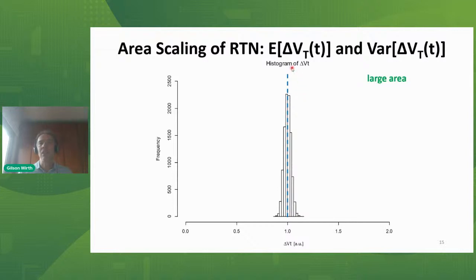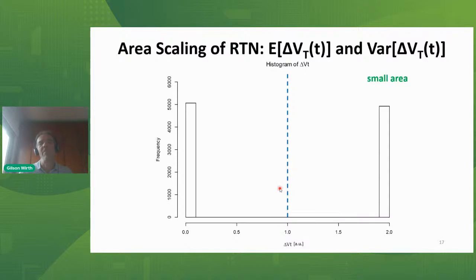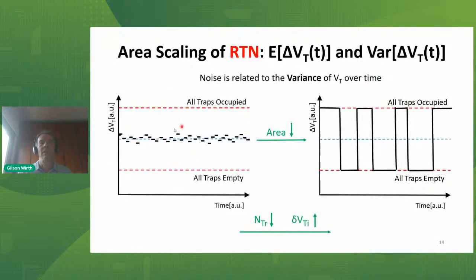In a large area device, your VT or your current hardly fluctuates, because you mostly have half the traps occupied, half the traps empty, and some fluctuations about that. If you go to smaller area devices, then you see a larger spread of the drain current or the threshold voltage. If you go to very small area devices, you see a very large spread. So this is basically the spread you see here.